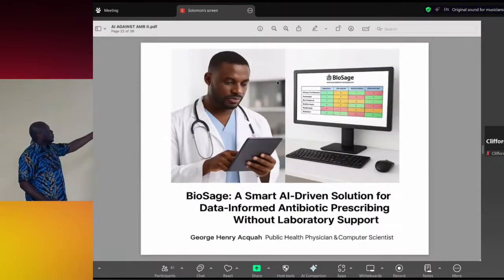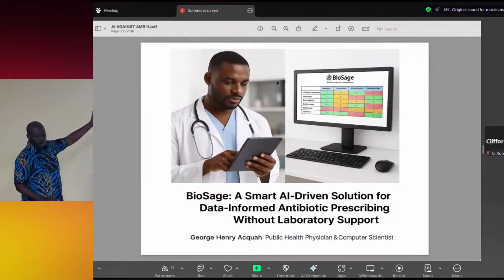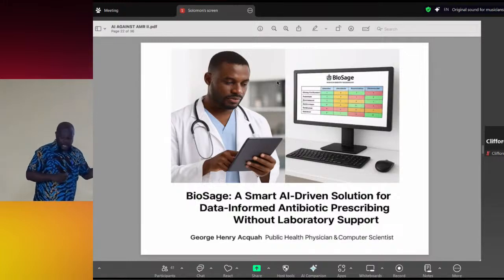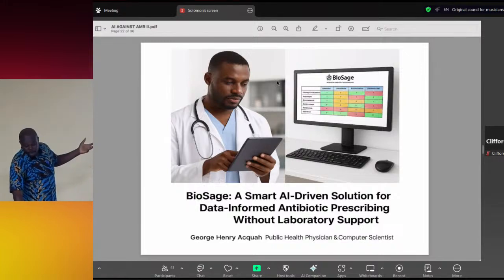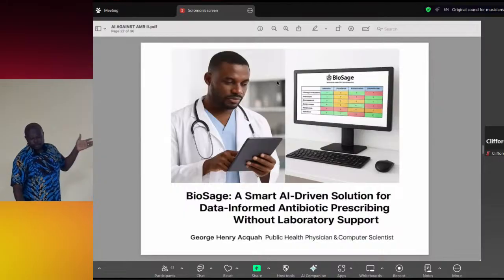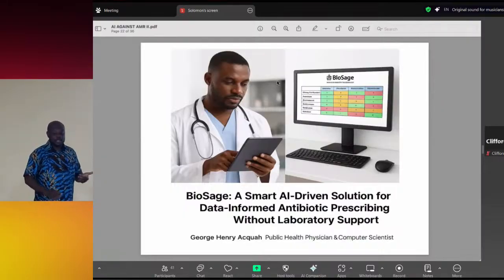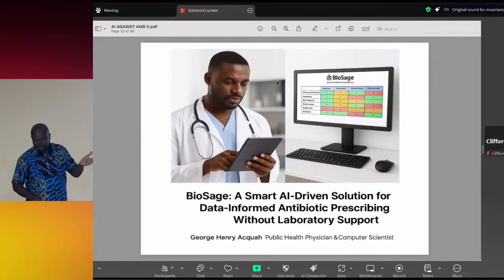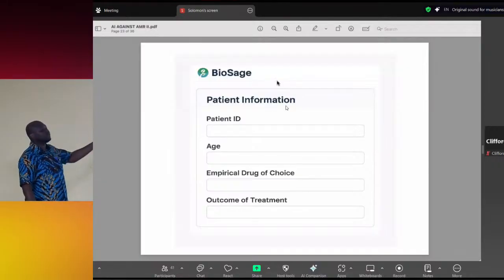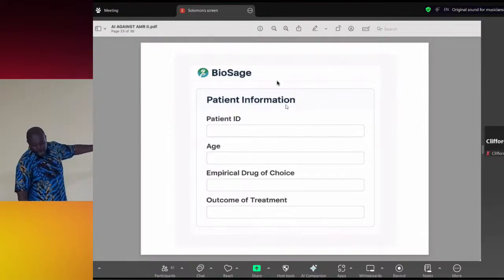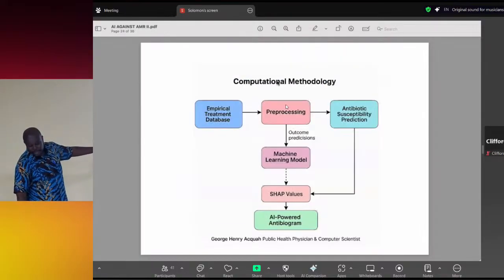So this is a sample homepage screen of how the BioSage should look. And with this, the doctor has the BioSage in his arms or in his palm on a device. He or she should be able to input data on the patient, his name, age, the duration of symptoms, the outcome of treatment, the antibiotic of choice, and the algorithm should be able to build the antibiogram for him. So a sample page over here, you input the patient's information, your drug of choice, your outcome of treatment, and then the algorithm does that.